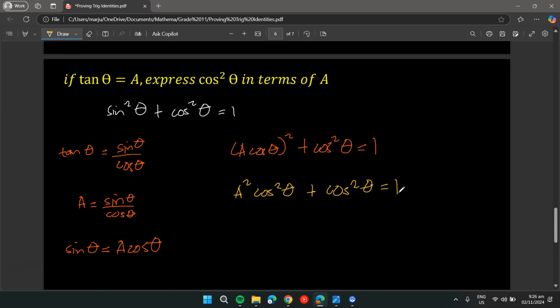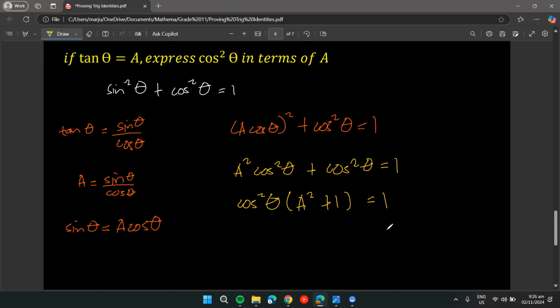And then look at this. We actually have a common factor, right? Which is cosine squared theta. So we'll factor out cosine squared theta. We are left with a squared plus 1, times cosine squared theta, equals 1.